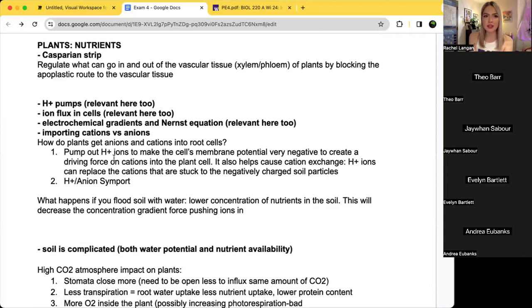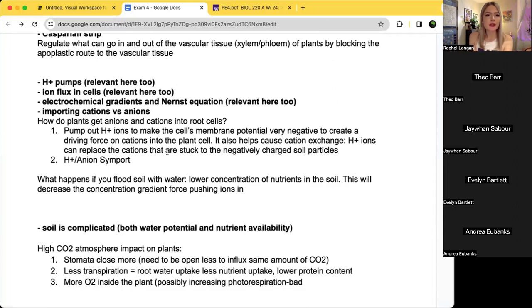And the last topic is just nutrients. He put Casparian strip, which we already talked about. And then also the whole movement of ions that we already talked about with cell elongation. It's the same idea with root cells getting solutes into the root cells from the soil, right? It uses the exact same mechanism.